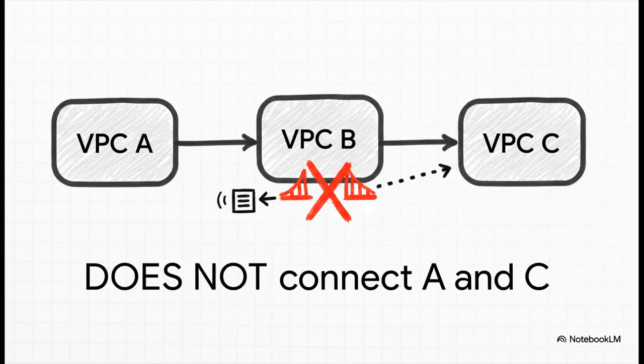Peering is non-transitive. You really have to get this concept down. Just because A is peered with B and B is peered with C, that does not mean A can talk to C. There's no automatic path that just flows through. If you need A and C to communicate, you have to create another separate direct peering connection right between them.